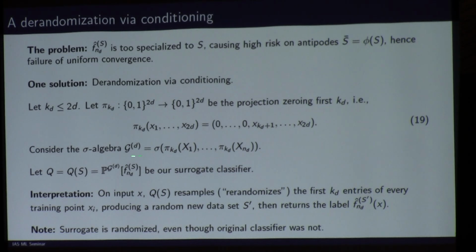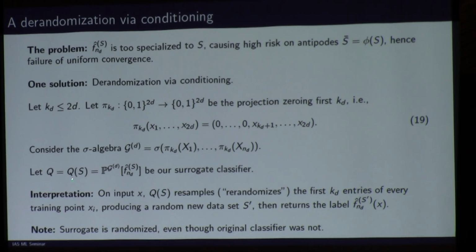And so I'll define my sigma algebra to be such that I'm going to remember only my projected-out data points. So then my surrogate will be defined as a conditional distribution of my learned classifier, this thing that has small risk and small empirical risk, but has this defect. I'm going to define my surrogate to be this conditional distribution. Now, what is the interpretation of this?